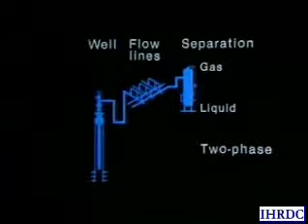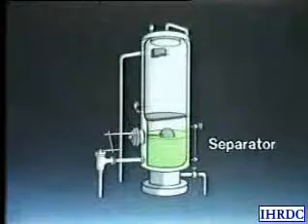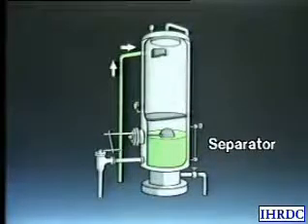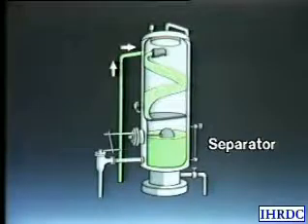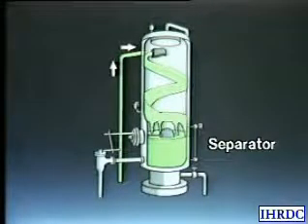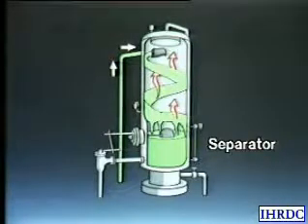Let's observe the operation of a typical vertical two-phase separator. The oil, gas, and water mixture enters through an inlet on the side of the tank-shaped vessel. The fluid stream immediately strikes a metal plate, which diverts the flow around the inner surface of the cylindrical separator, imparting a centrifugal motion. This motion throws the liquid to the outer edge of the cylinder and allows the gas to remain near its center.